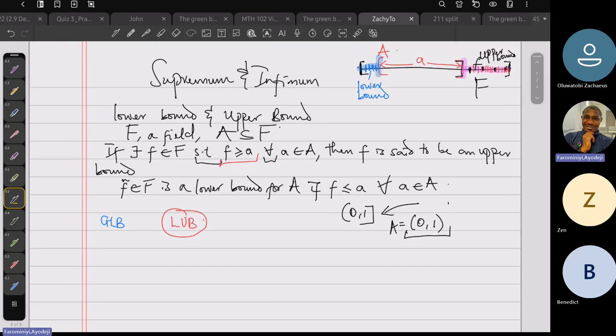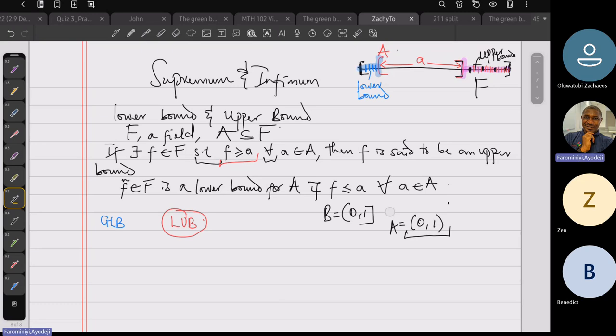What about this other set B? Can you give me an element in the upper bound? Is 1 an element in the upper bound? Yes, 1 is an element in the upper bound, even though it is in the set. So that is to tell you that an upper bound can also be contained in the set that we are talking about. Okay?